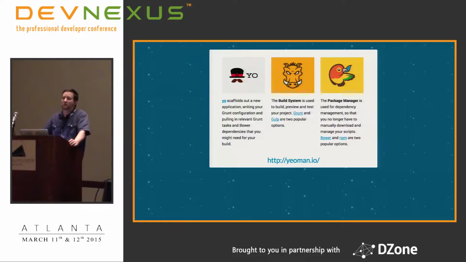So you can say, hey, I want an HTML5 boilerplate. I can just type Yo boilerplate or HTML5, and it'll install everything that I need, from jQuery, all the necessary libraries that I need, CSS, all of that.